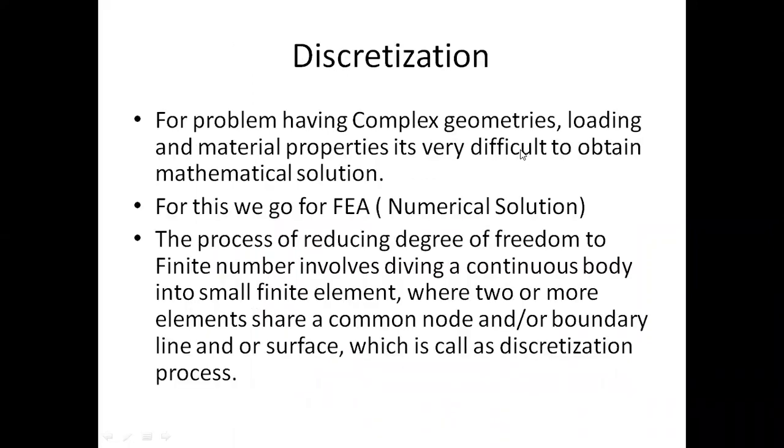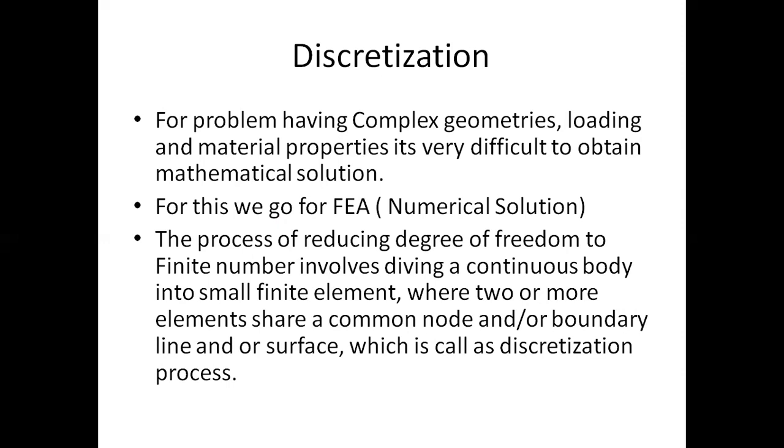Discretization. What is meant by discretization? You know that FE is a numerical solution, and it is used for complex geometry, complex loading condition, and complex material properties. Complex loading condition means a force, temperature from outside of the body, or pressure acting on it.